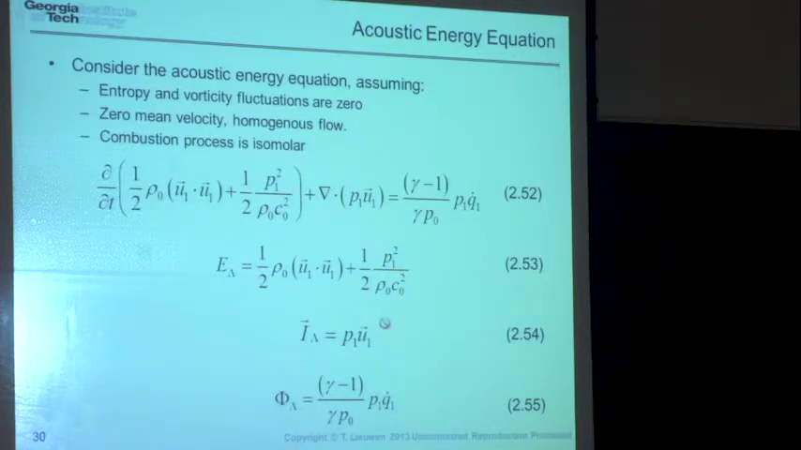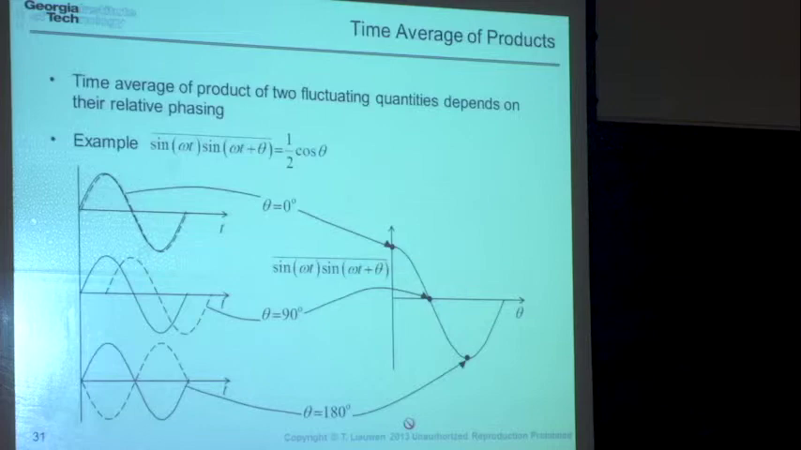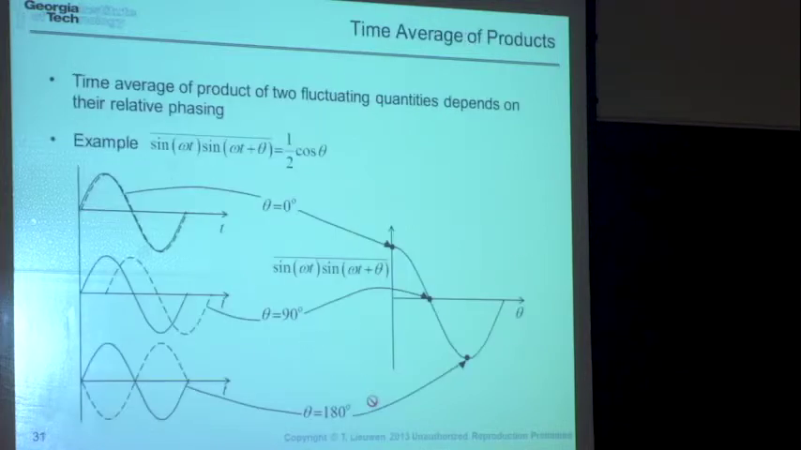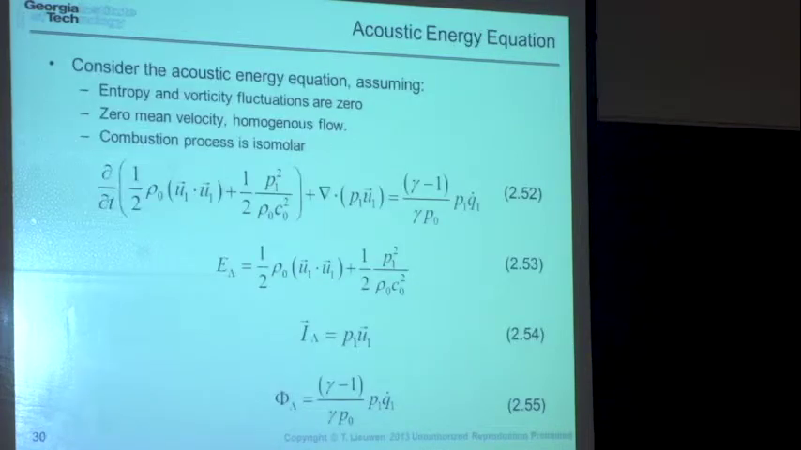This is the energy flux. So this says the product of the local pressure and velocity is the rate at which acoustic energy is flowing through a boundary, through a domain, per unit area. And this is your source term. I want to spend a minute talking about this source term, because this is really important to understand combustion instabilities. But before I do that, let me just remind everyone that I want to look at the time average of these products.